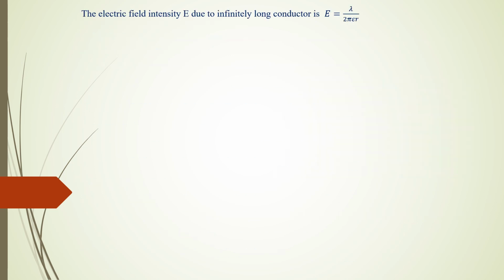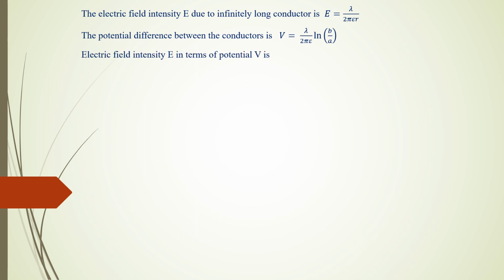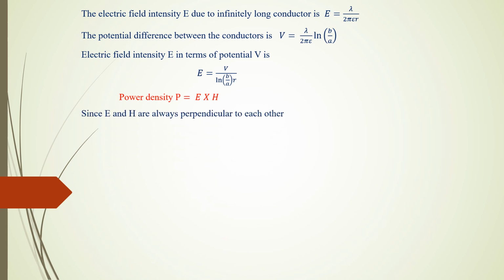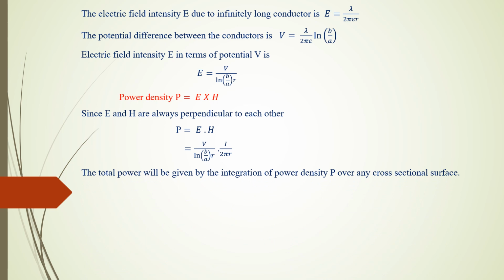Then we already derived from the equations of electric field intensity E due to a line conductor: E equals λ/(2πε r). Similarly, we already found the potential difference V equals λ/(2πε) ln(B/A). So the electric field E in terms of V is given by E equals V divided by (r ln(B/A)). We know that the power density P equals E×H, and they are always perpendicular to each other. So we are going to multiply E and H.